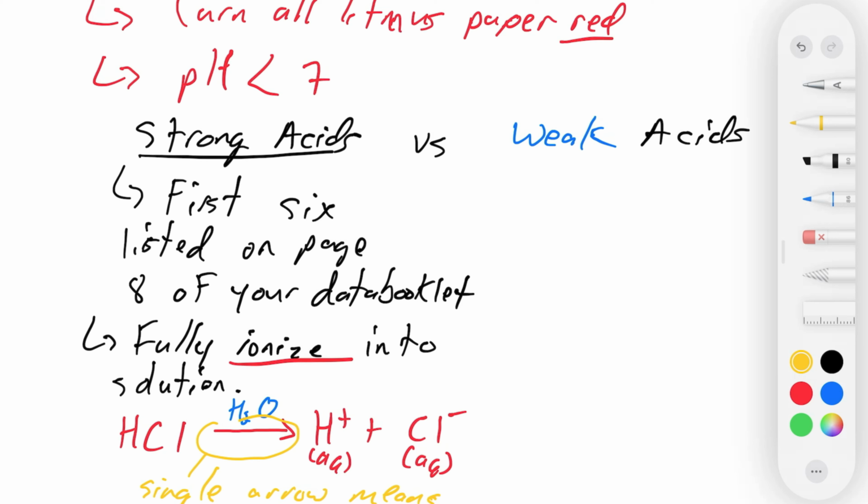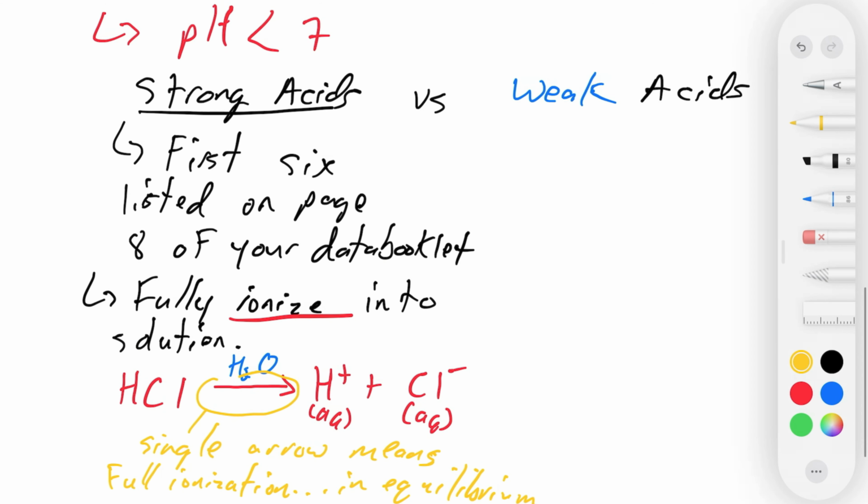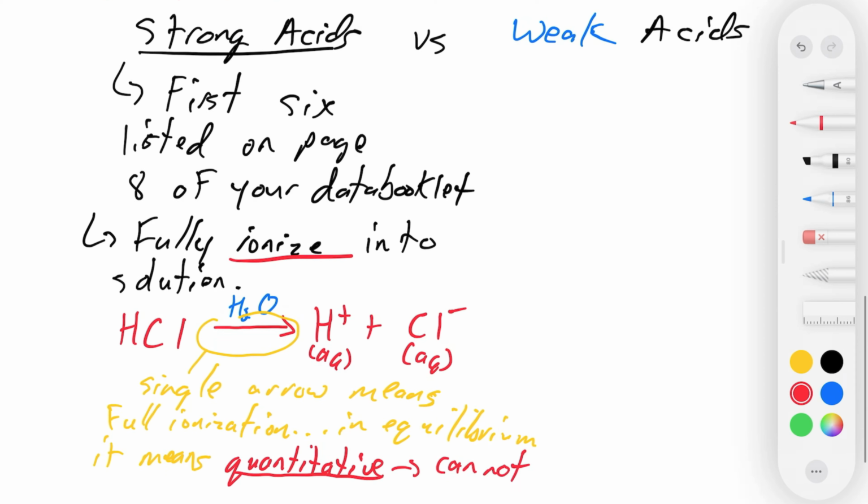But in equilibrium, it also has a meaning. In equilibrium, it means quantitative. And I'm going to write that word in red. It's quantitative, and that means cannot be reversed. So it's one of those special types of reactions that can't go back and forth.